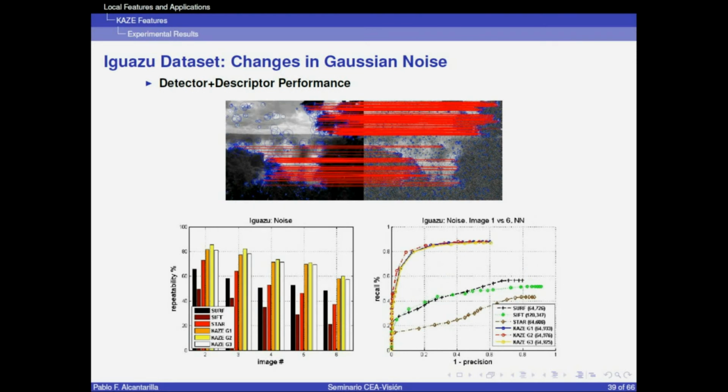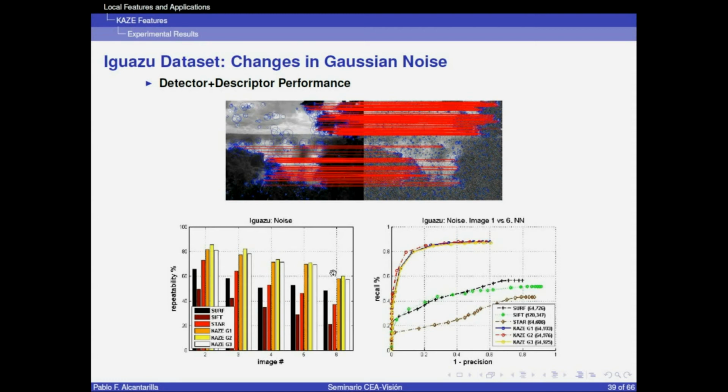This is the Iguazu dataset. This is a dataset that was introduced in the CASE paper. This dataset tries to evaluate the performance of feature detection and description against changes in Gaussian noise. Nonlinear diffusion filtering normally was used in the past as a way of denoising an image that is corrupted with noise. So nonlinear diffusion is very good for these kinds of denoising applications.